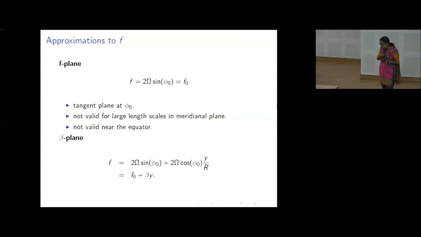Now the beta plane approximation is taking one more step in the Taylor expansion. So you have the same f naught plus a component of y, so this is no longer the tangent plane.